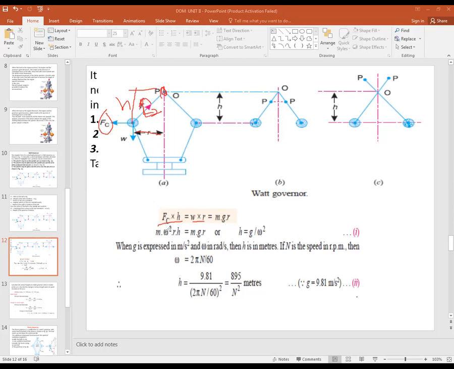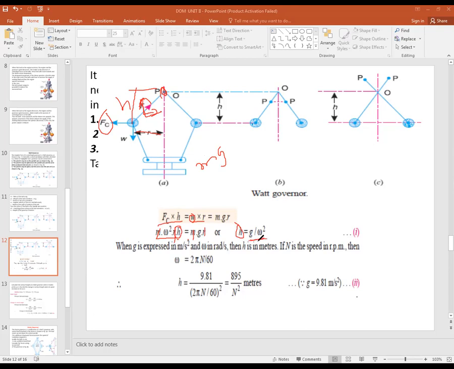So what is Fc here? m omega square r into h is equal to W. W is nothing but the weight of the ball, which is m into g, mass into gravity, into r. So h is equal to what? Here mass is cancelled on both sides, and r is also cancelled on both sides. Then h is equal to g by omega square.